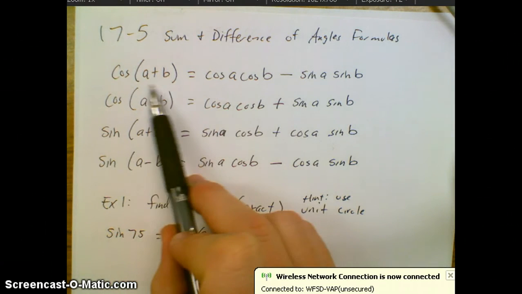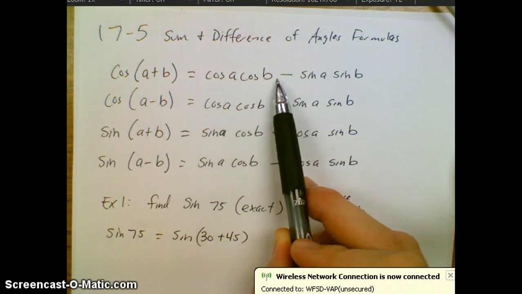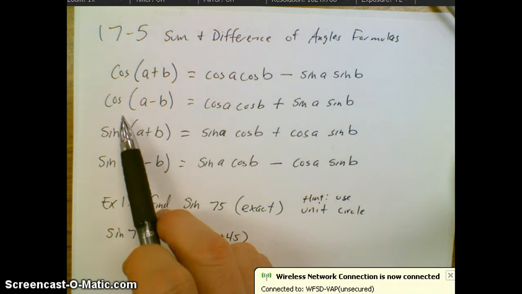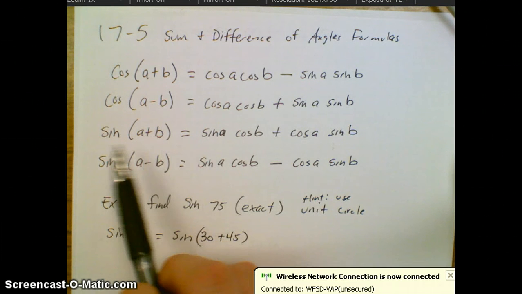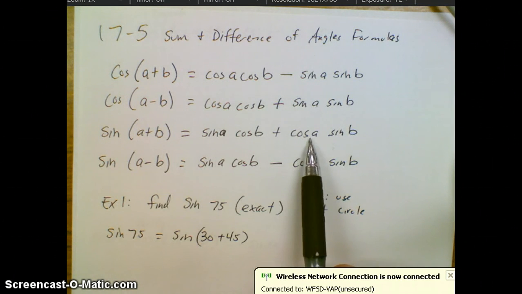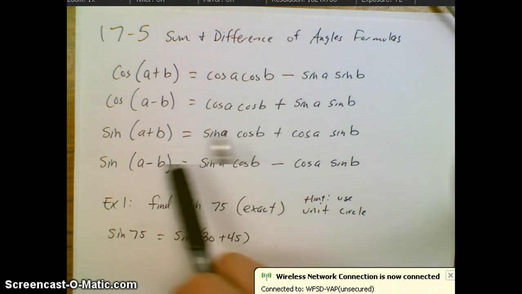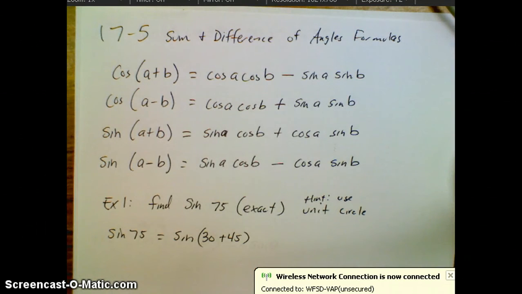If you're adding the two angles in here, it's cosine of the first one, cosine of the second, minus sine of the first, sine of the second. And if it's a plus here, it's a minus there, or if it's a minus here, it's a plus there. And then for the sine, it's different. It's sine the first, cosine the second, plus cosine the first, sine the second. So these signs are the same. These signs are opposite for the cosine.